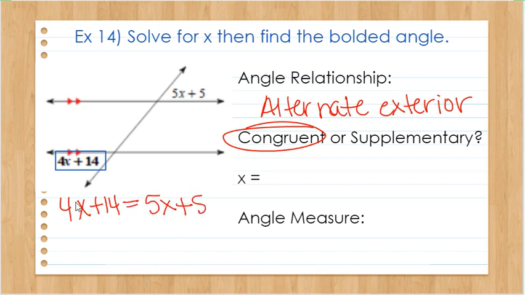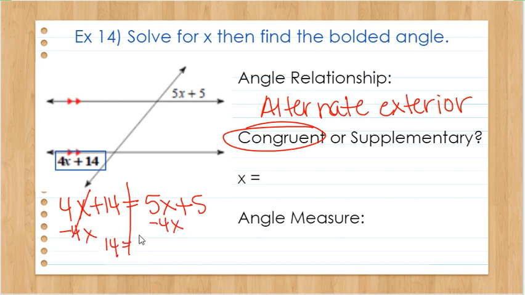Now, one of my students asked me, does it matter which one you put on the left and which one you put on the right? Since they're equal to each other, it doesn't. So if you wrote it 5x plus 5 equals 4x plus 14, that is going to give you the same thing, okay? All right, so we're going to start by subtracting 4x because you move your smaller variable.